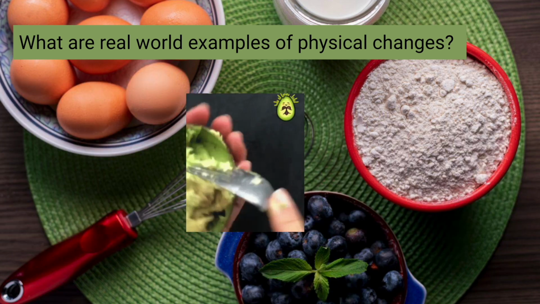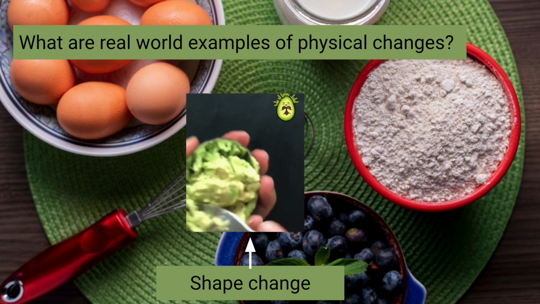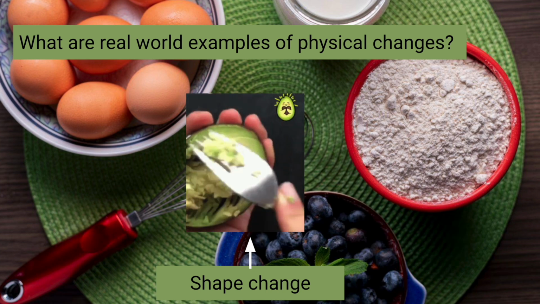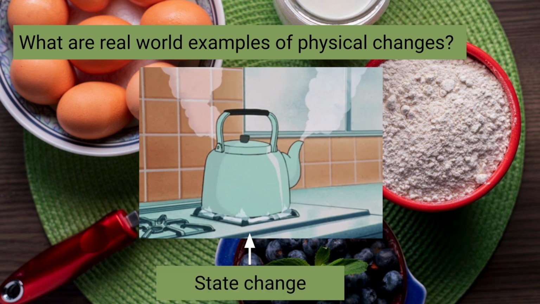The next thing that I would do is I would actually mash or smash my avocado, and that right there is a shape change. I'm just changing the shape of the avocado. And then I would boil some water for my tea because I love a good cup of tea whenever I have some avocado toast. And boiling water is vaporization, and that's a state change.